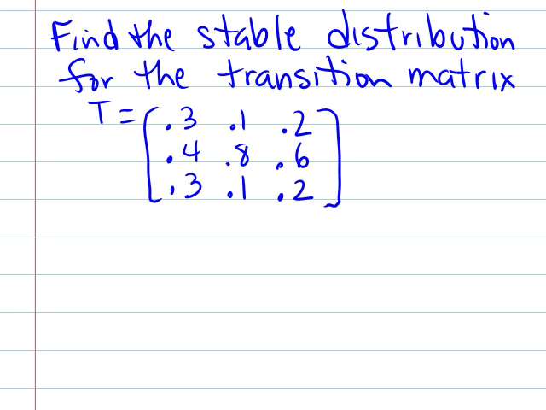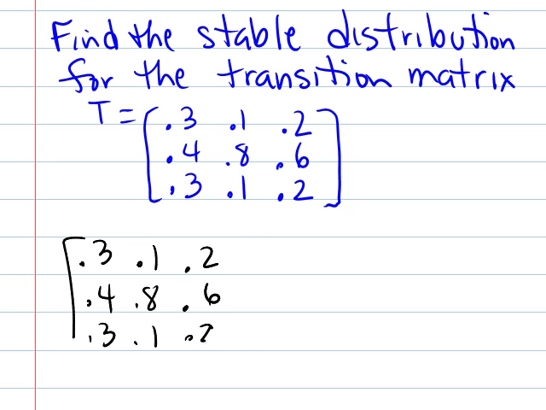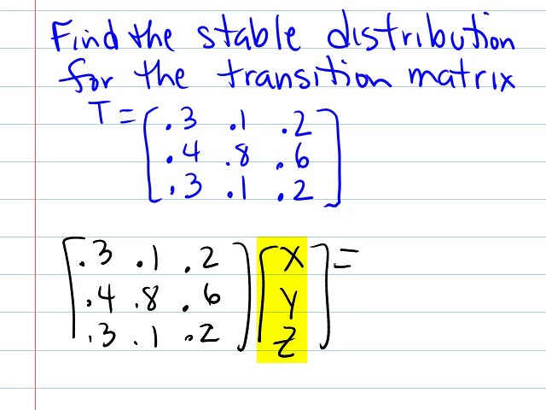To find the stable distribution, I want to think about what it means that a distribution is stable. What it means is that if I take the matrix and I multiply the distribution, in this case I don't know what the numbers are and I'm going to call it x, y, z. So when I multiply T times the distribution, I get that exact same distribution back again. Now this translates to a system of equations.